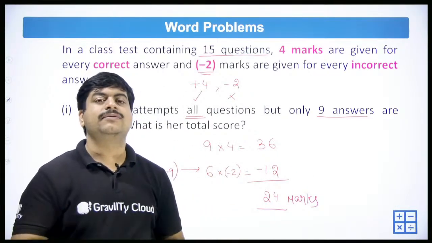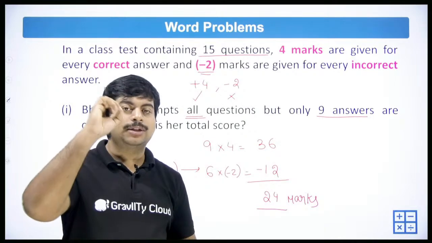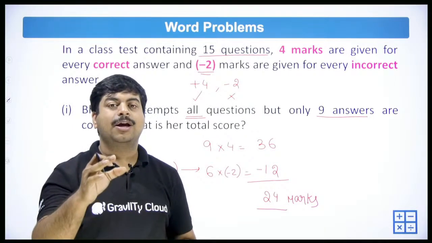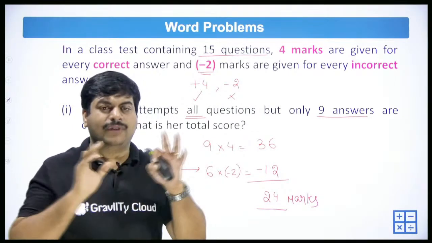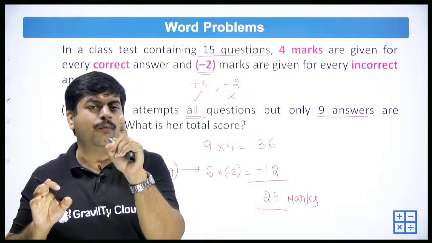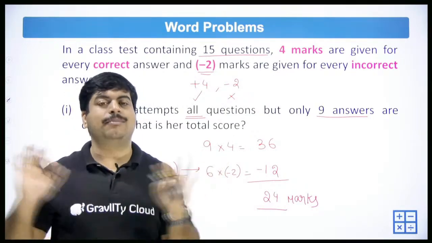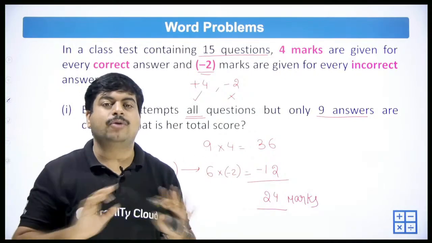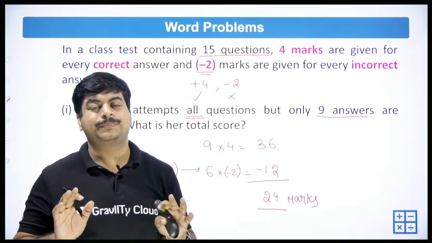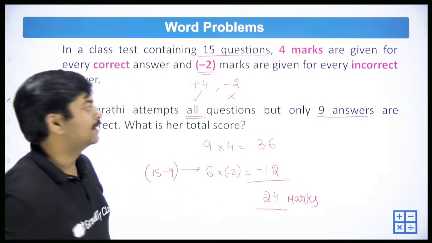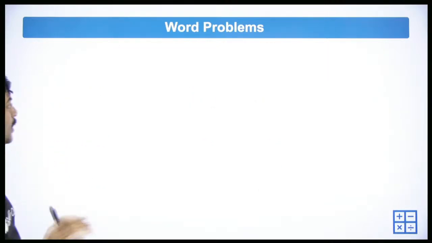Only attempt the answers which you are 100% sure of, and that 100% sure means it should be correct. For example, if there are 15 questions and you only know one question, just write one and come out. Don't try to attempt all the ones you don't know. Right? So let me discuss one more question, then we'll stop it here.